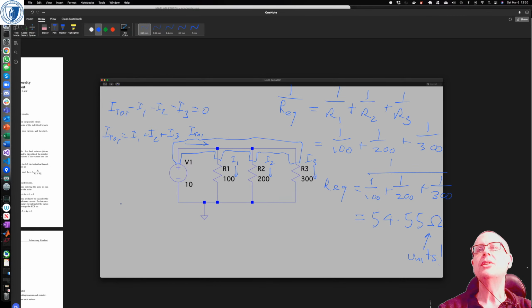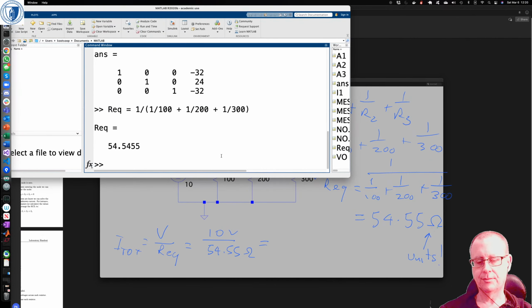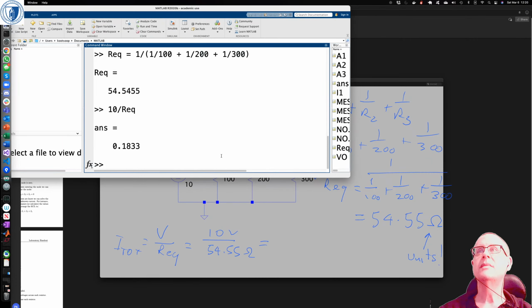Okay, so I total is also equal to V on R equivalent, which is 10 on 54.55. That's volts and that's ohms. Let's see what that comes out to. Right, so it's 183.3 milliamps.